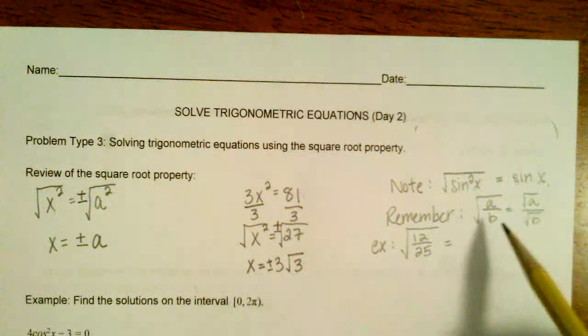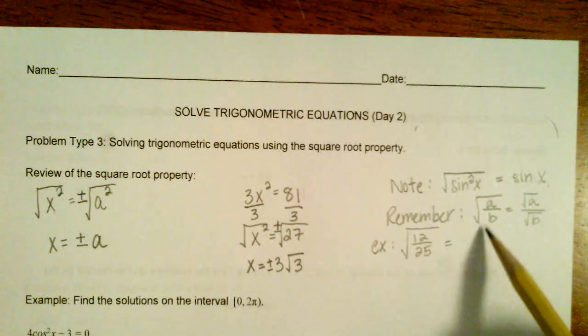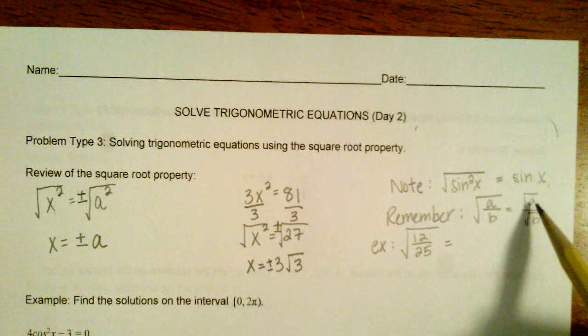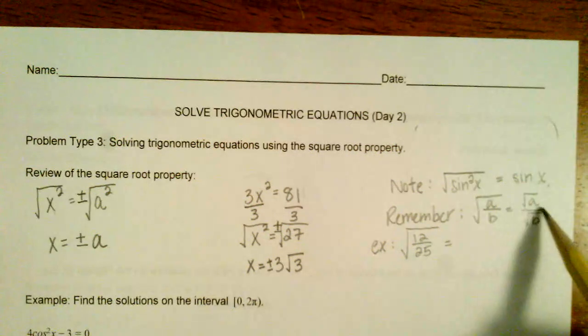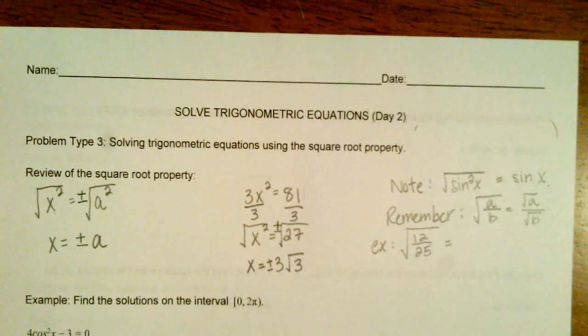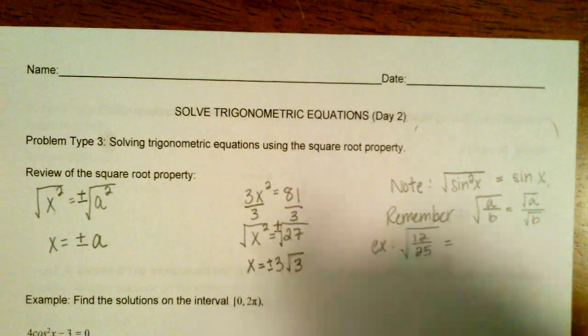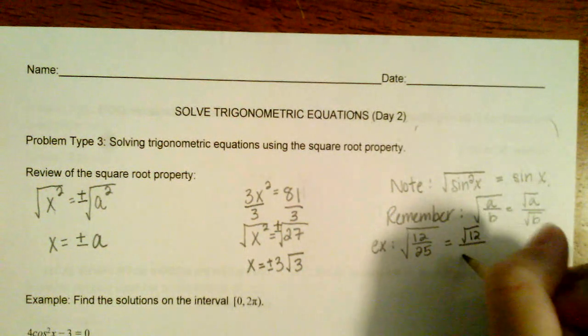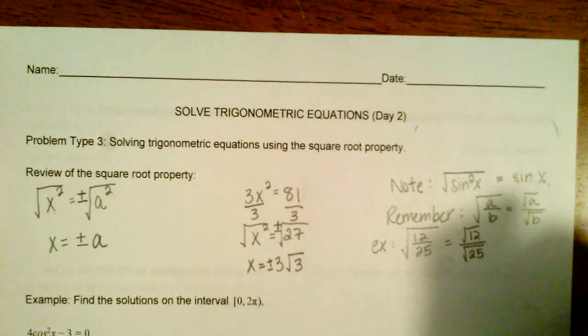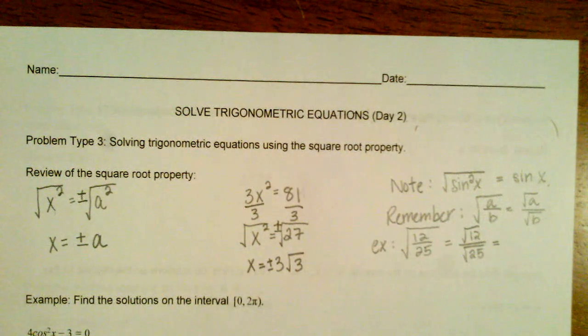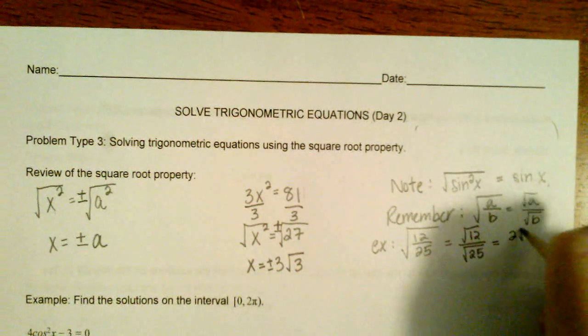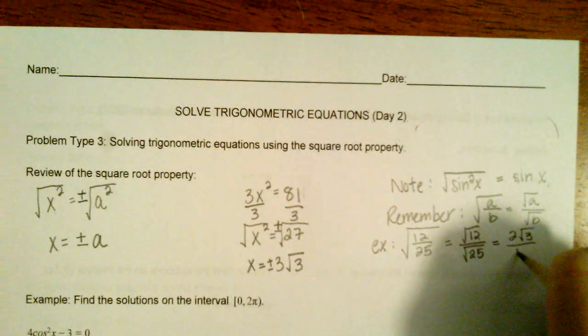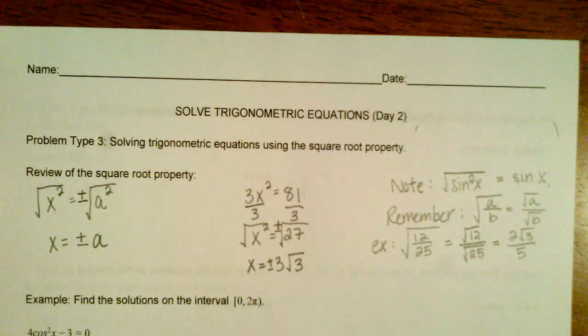You also need to remember, this is a property from algebra, that if you have the square root of a quotient, that becomes the square root of the numerator over the square root of the denominator. So an example for that one, this would become the square root of the numerator, 12, divided by the square root of the denominator, 25. And we can simplify from there. The square root of 12 is 2 square roots of 3. The square root of 25 is 5. You guys all should be okay with simplifying your square roots. If you're not, come and ask for help.